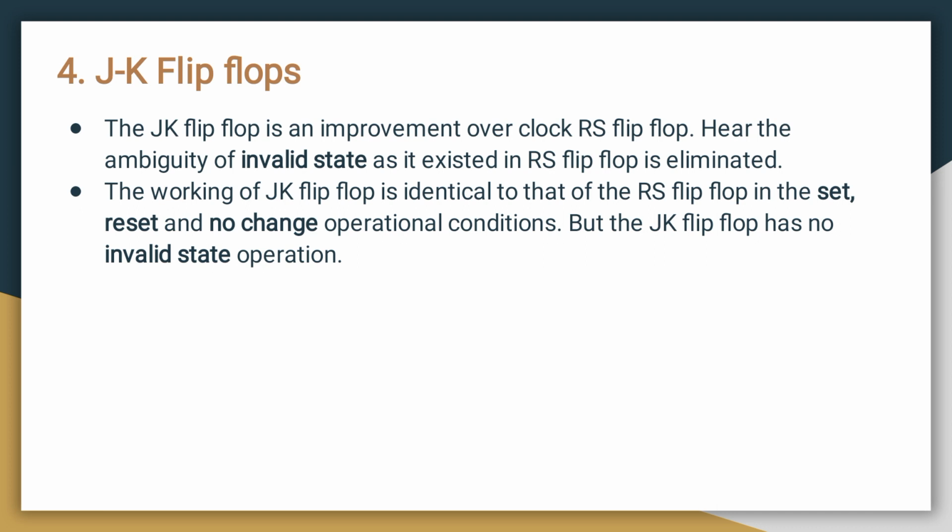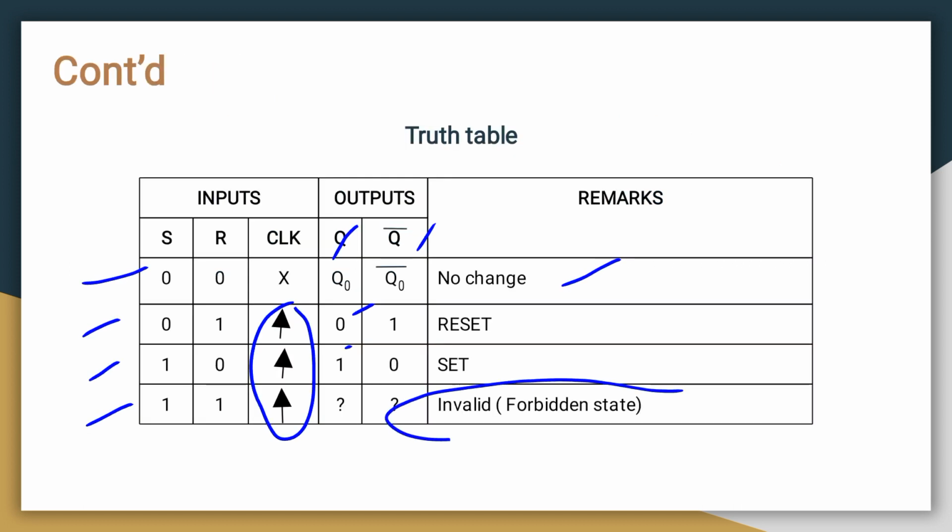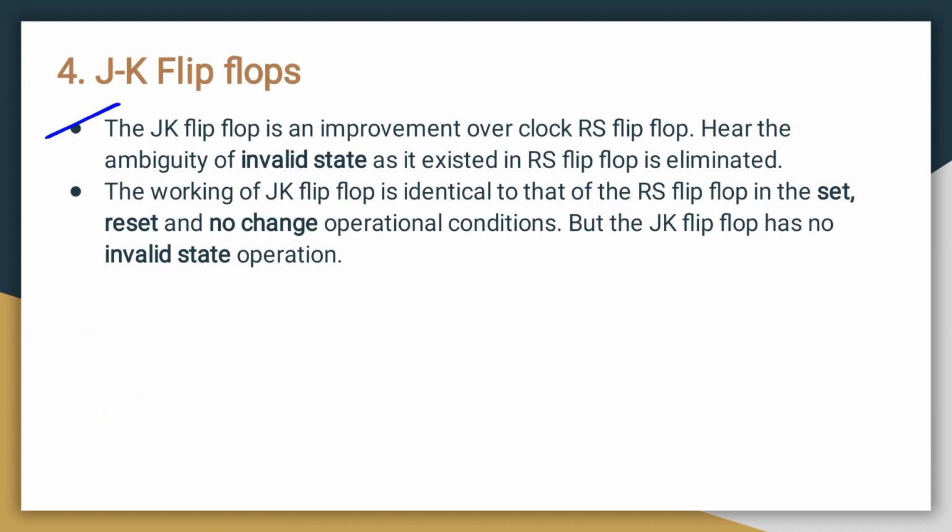So next is the JK flip-flop. The JK flip-flop is an improvement over the clocked RS flip-flop. Here the ambiguity of the invalid state, as it existed in the RS flip-flop, is eliminated. So already we saw, this is the invalid state. This is eliminated in the JK flip-flop. The working of the JK flip-flop is identical to that of the RS flip-flop in the set, reset and no change operations. But the JK flip-flop has no invalid state. That means it is totally similar to the RS flip-flop, but there is no invalid state.